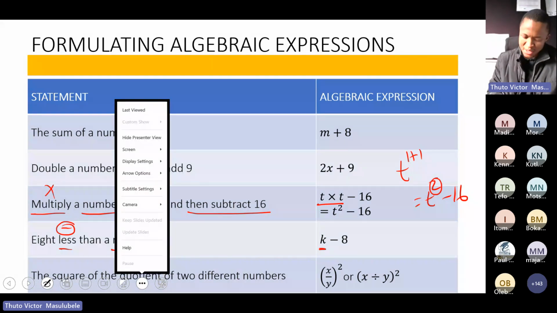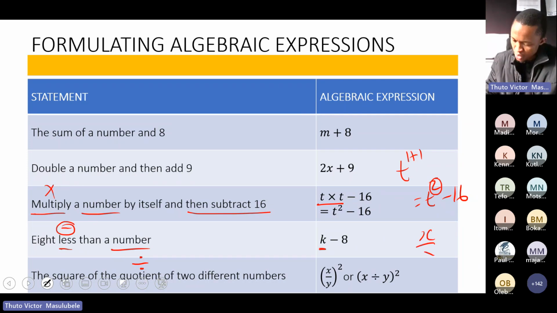So what needs to happen here? We need to divide 2 different numbers. Do we know what those numbers are? No, we do not know. So what do we do? We assign a variable to represent those unknown values. So it could be x and y, and the quotient of x and y will be x divided by y. So that's finding the quotient of those 2 different numbers. So it will be x divided by y. So that's the quotient part. What about the square?